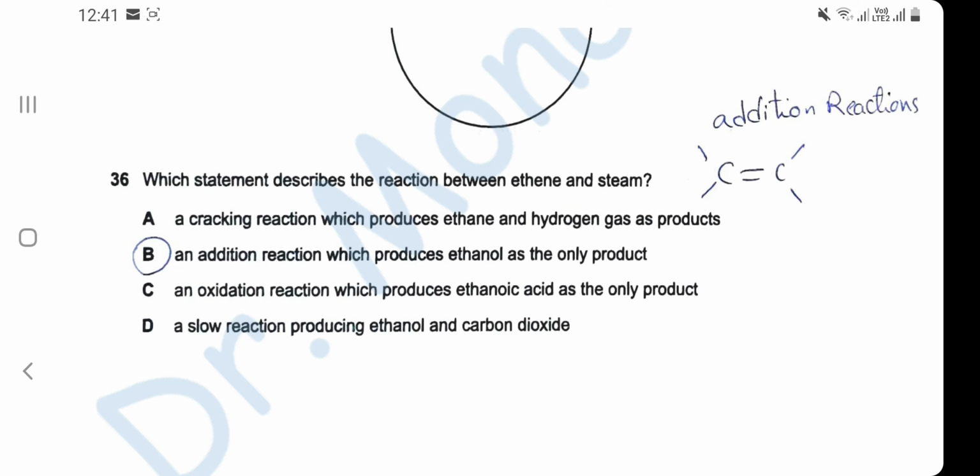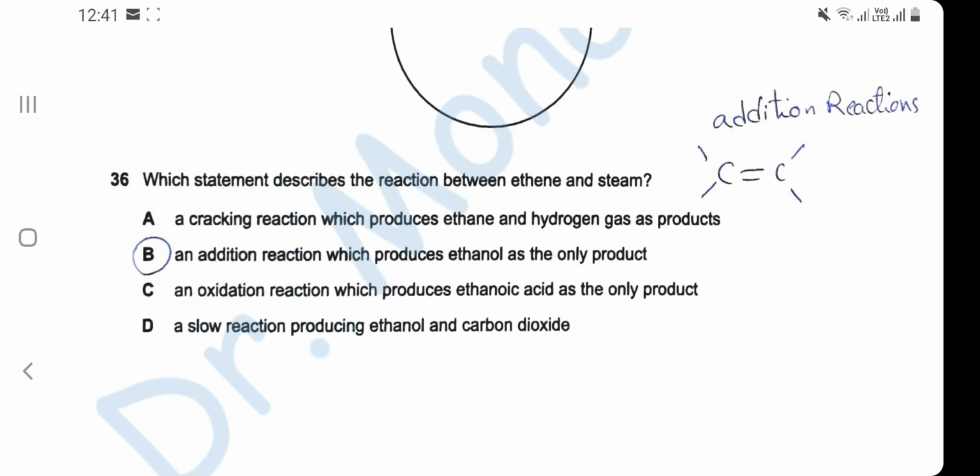A, cracking reaction, which will produce ethane and hydrogen gas as a product. This is wrong because alkane undergoes cracking to produce alkene and not the reverse. Answer A is wrong. B, an addition reaction which produces ethanol as the only product.